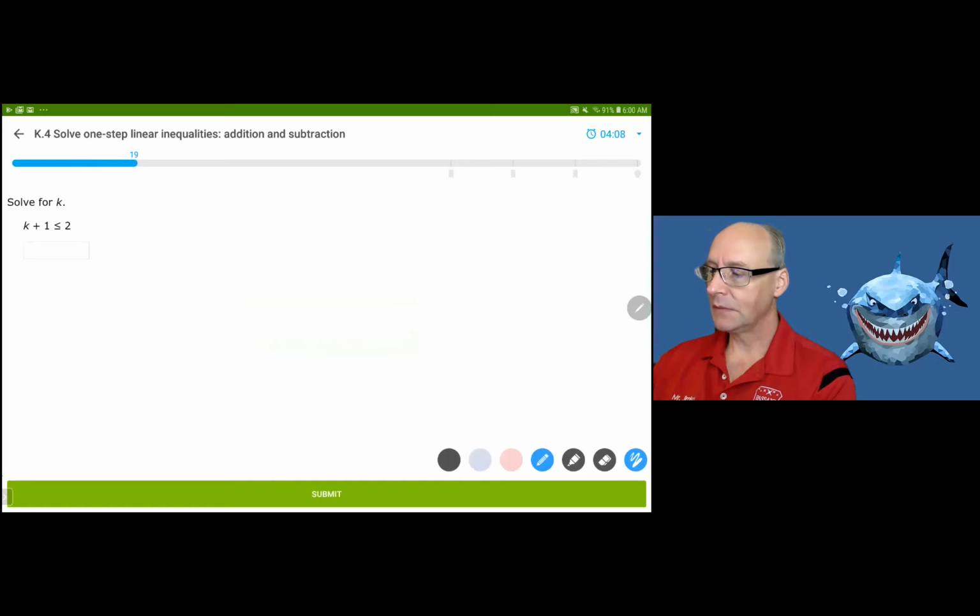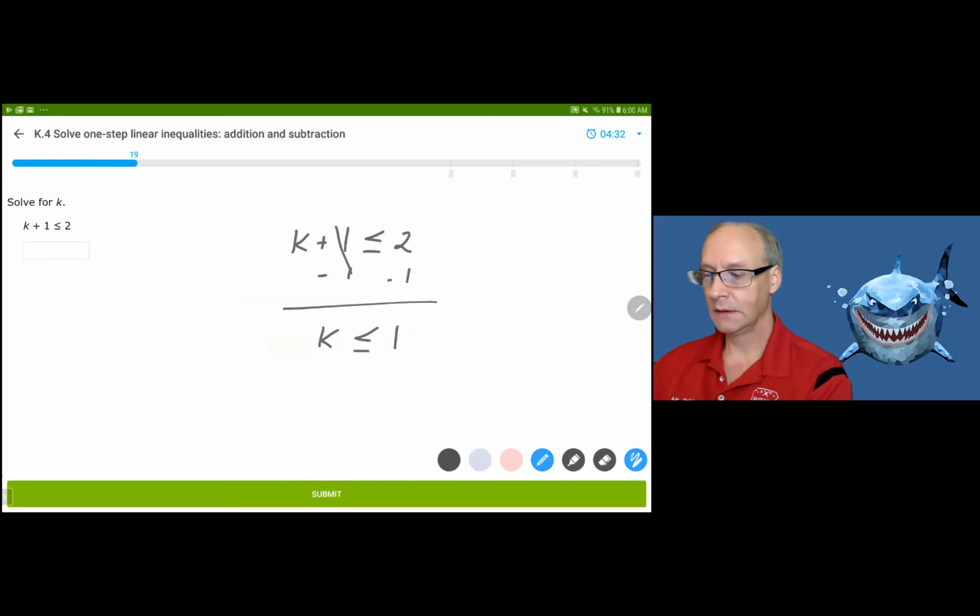Now this time we have a little bit different situation. This little line under here means that k plus 1 could be exactly equal to 2 as well as less than 2. So when I subtract the 1 from both sides, which is correct, I'm going to have k is less than or equal to 1.